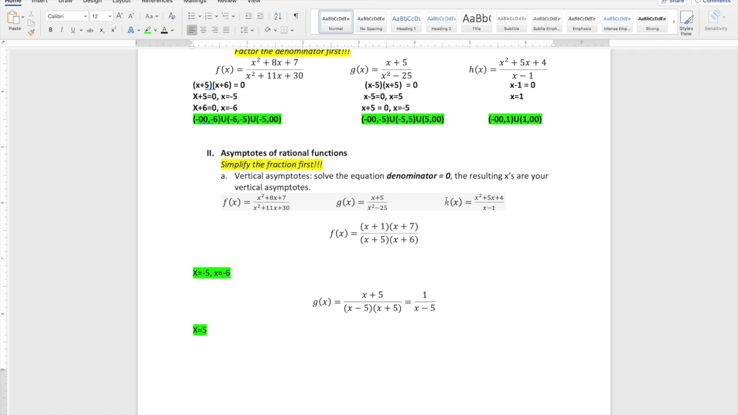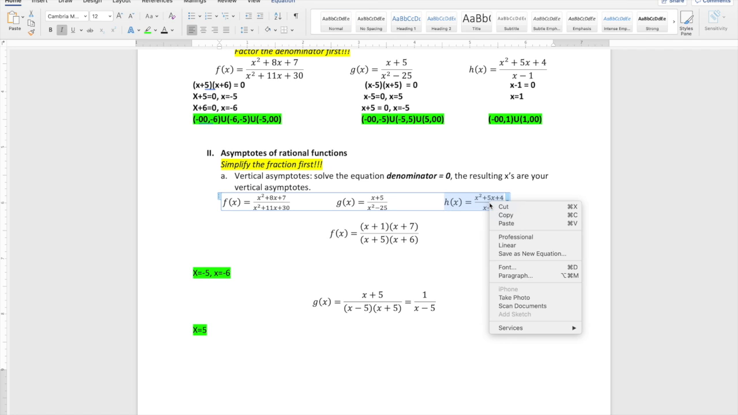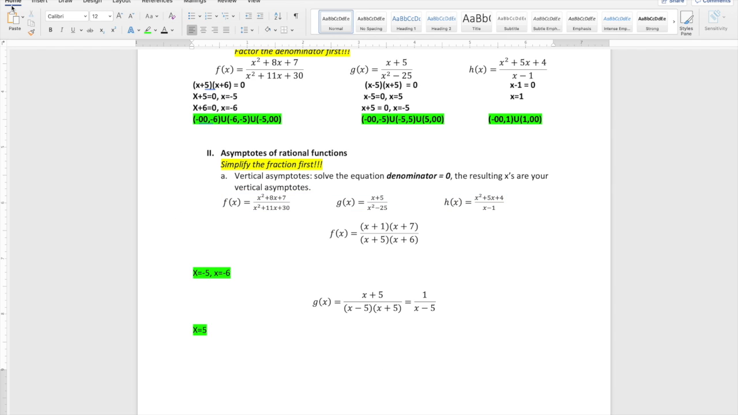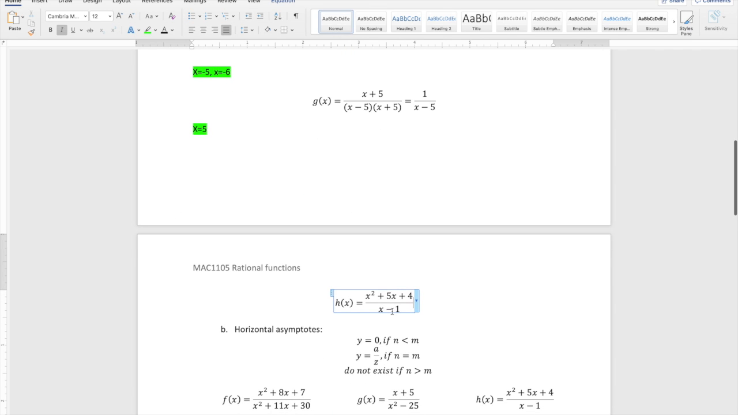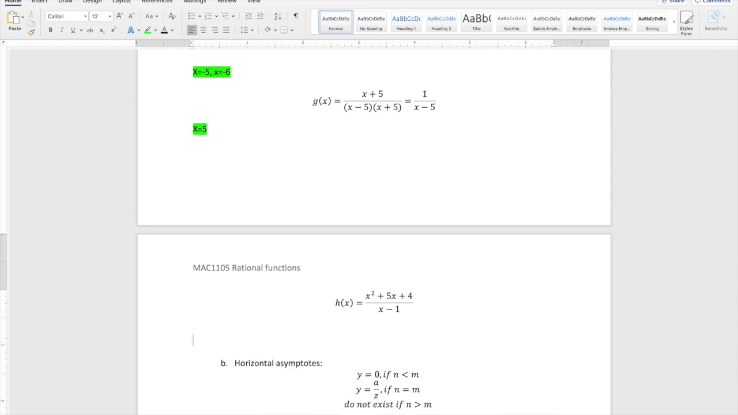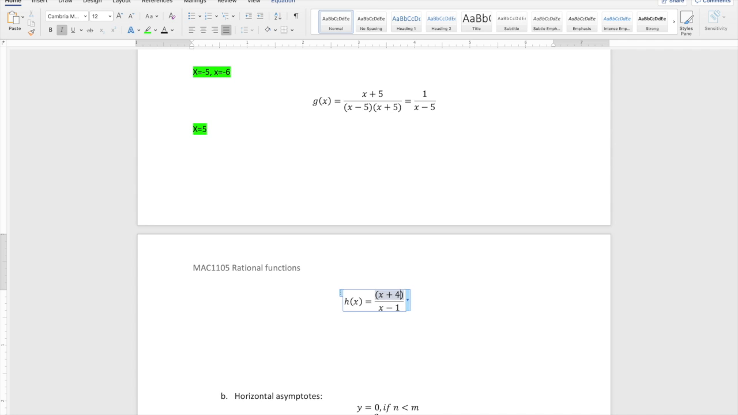Okay, so now for function h, we are going to try to do the same exact work. Here's my function h. And I'm going to try to simplify it if possible. So the denominator is not factorable, as we discussed when we were finding its domain, but the numerator is a quadratic trinomial. So we need two numbers that multiply to 4 and also add to 5. Those numbers are 4 and 1. 4 times 1 is 4, and 4 plus 1 is 5. So this will become x plus 4 and x plus 1.